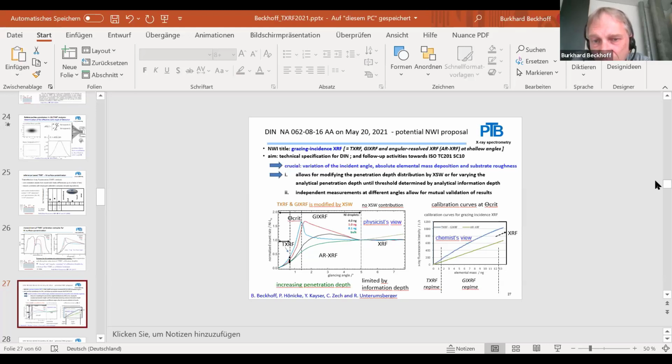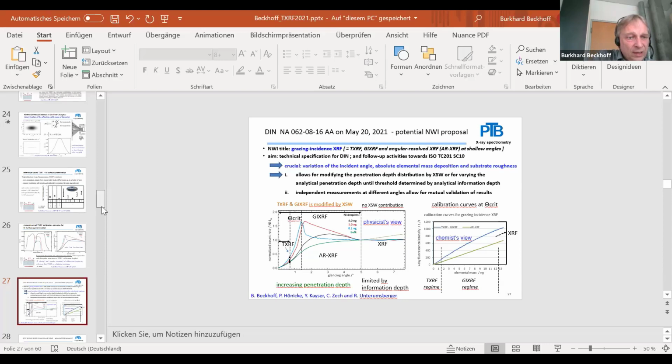And the question that Laura just asked is, these are the real challenges there between grazing-incidence XRF and angular resolved XRF. You're also very welcome to propose samples there. And as far as I recall, there are not many participants. Perhaps Laura can help me.